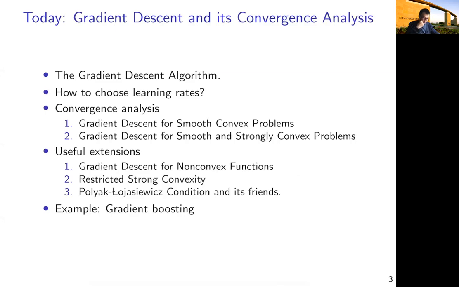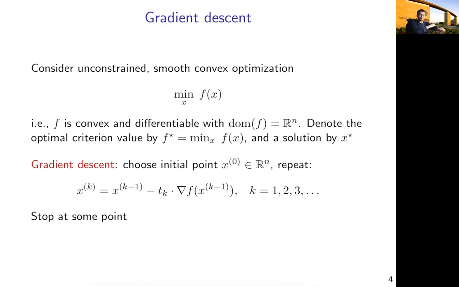If we still have time left, then we'll give a specific example in the context of machine learning. So we'll be talking about gradient boosting and cast it as some kind of a gradient descent algorithm. All right, so that's the plan for today. Let's get started.